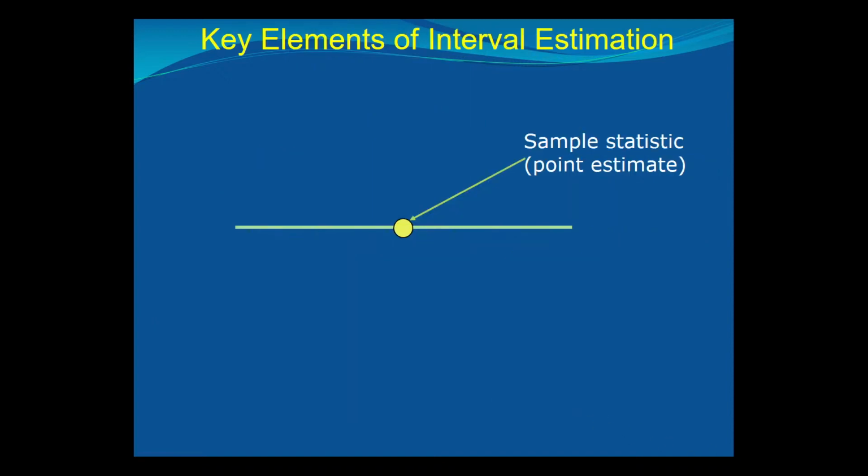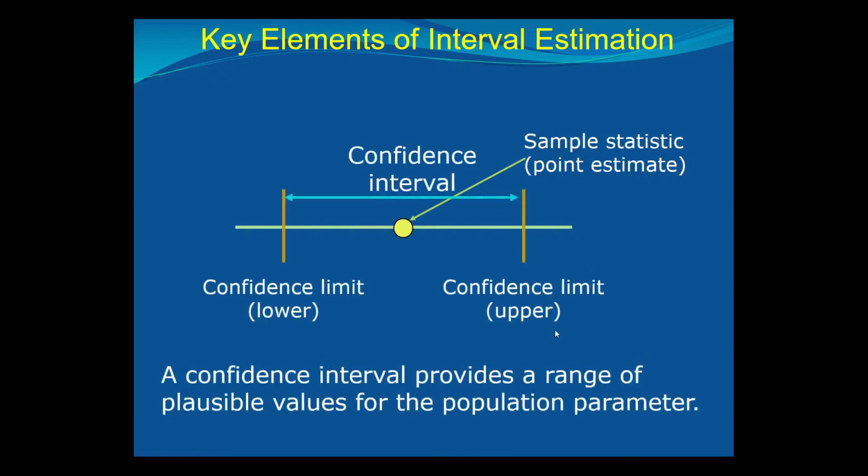One more slide with explanation. So a point estimate is only one point, only one value. A confidence interval provides a range of plausible values for the population parameter. As usual, the point estimate is inside this confidence interval, which has a lower confidence limit and an upper confidence limit.